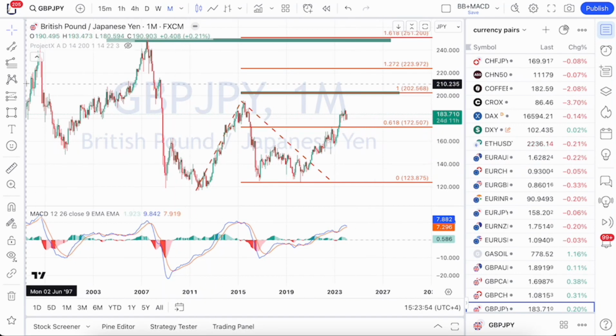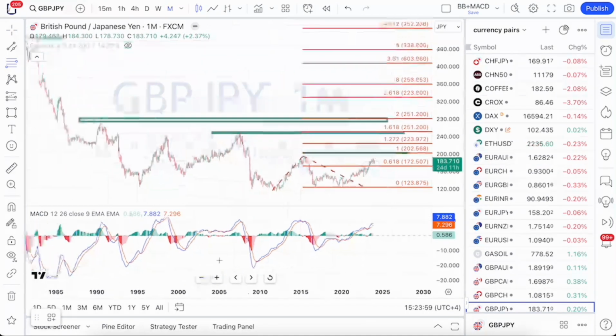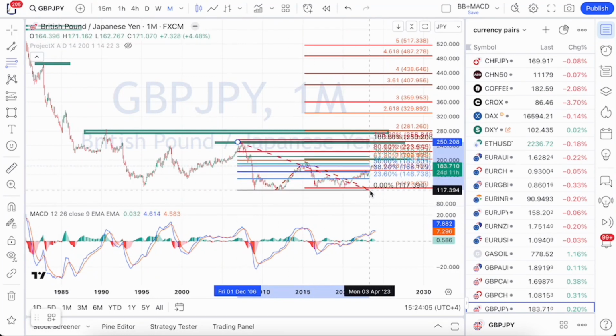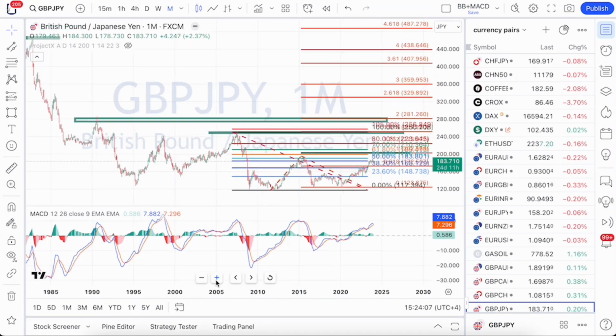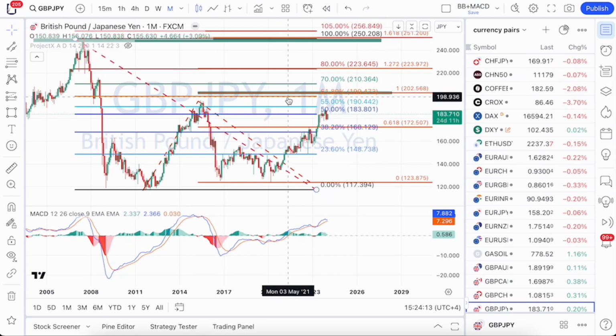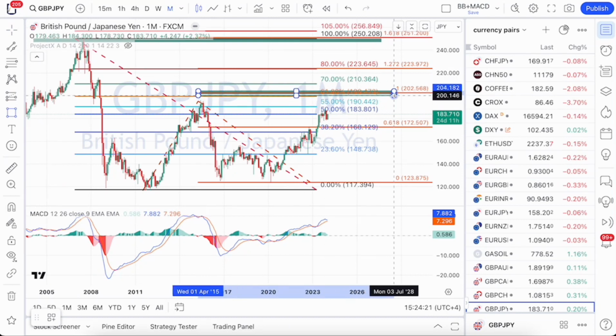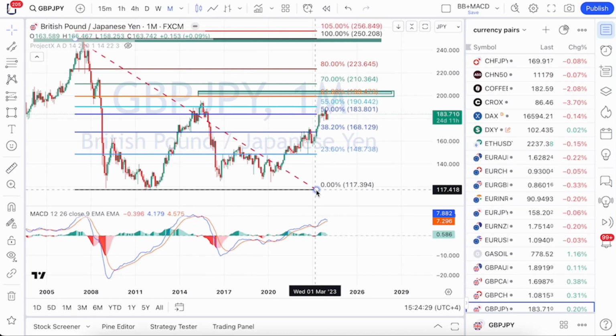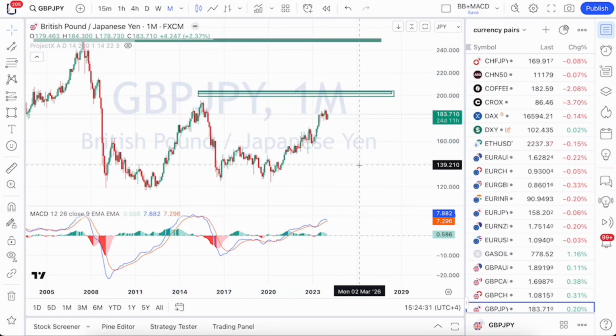Now if you apply the Fib retracement from this high to the lowest point, then the confluence of retracement 61.8 and Fib extension 100 is coming very close to each other. So here is the retracement of 61.8, that's coming around number 200. So in the longer run, GBPJPY is going towards the 200 mark.